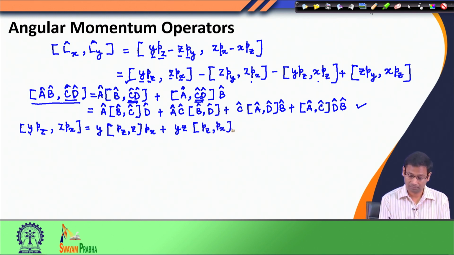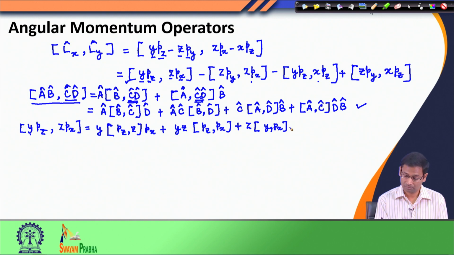plus AC, which is YZ, and I have to evaluate the commutator between Pz and Px, plus C, which is Z, and I have to evaluate the commutation between A and D, which is Y and Px. And now I have to evaluate the commutation between A and C, which is Y and Z, and D, B are Px, Pz.